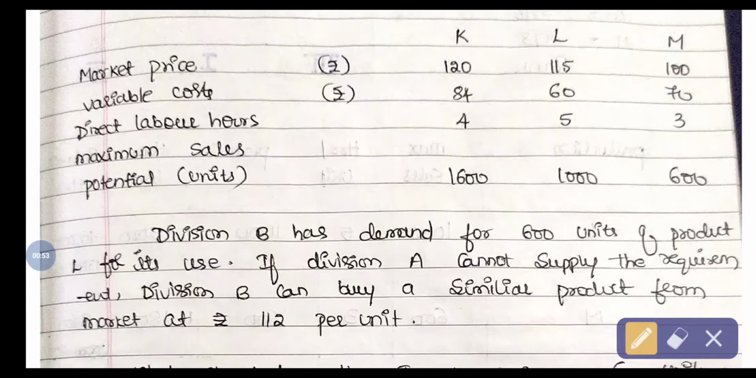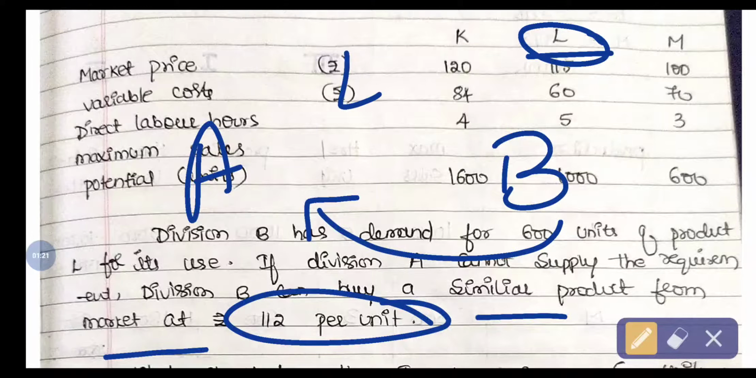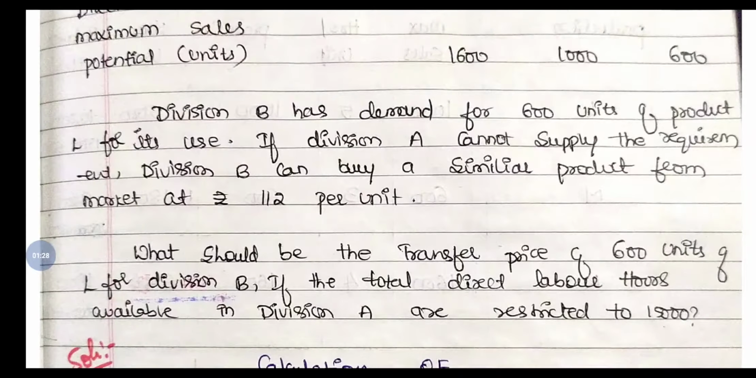So in these three products, Division B is having demand of L product for its use. It means they want L product. If Division A cannot supply the requirement, Division B can buy a similar product from the market at 112 per unit. So Division B wants L product from Division A. If A is not agreeing, they will go for the outside supplier at 112.